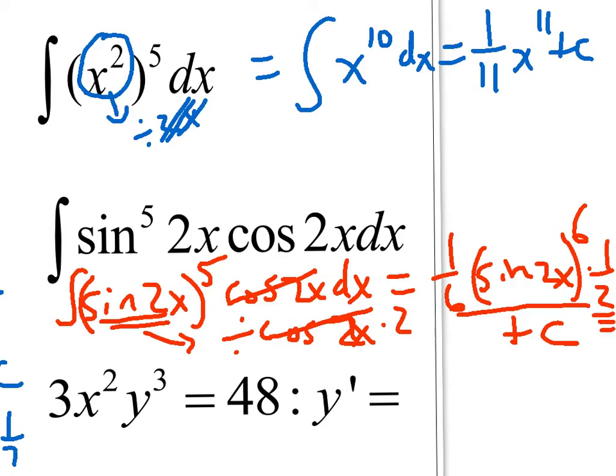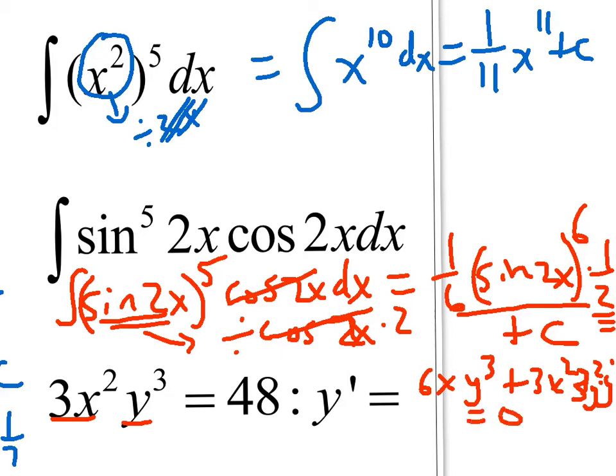Next one is just to see if we can remind ourselves how to implicitly derive, where this requires the chain rule. If you notice, I have x and y, different variables, but I'm going to use the chain rule here. So the derivative of the first is 6x, leave the second one alone, plus, now leave the first one alone, and derivative of the second is 3y squared times y prime equals 0.